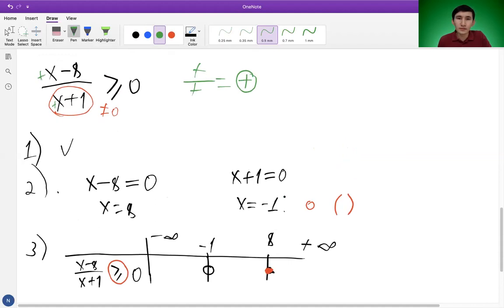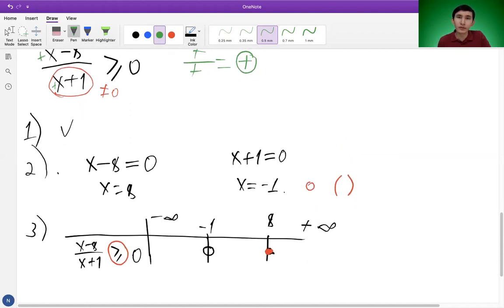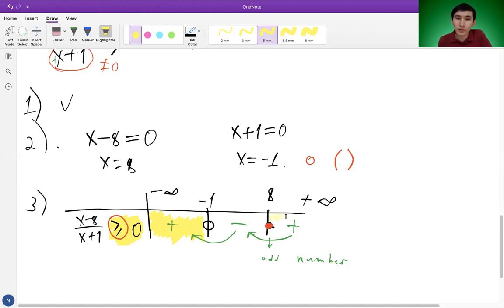Now, when we sign the sign chart, we start from the right to the left, and we start from the plus sign. Note that an odd number of roots changes the sign, plus to minus and minus to plus, because here we have an odd number of roots. So what about the answer? As long as our function is greater than or equal to 0, we take the positive regions. Positive regions, as long as positive means greater than 0. And here they are.